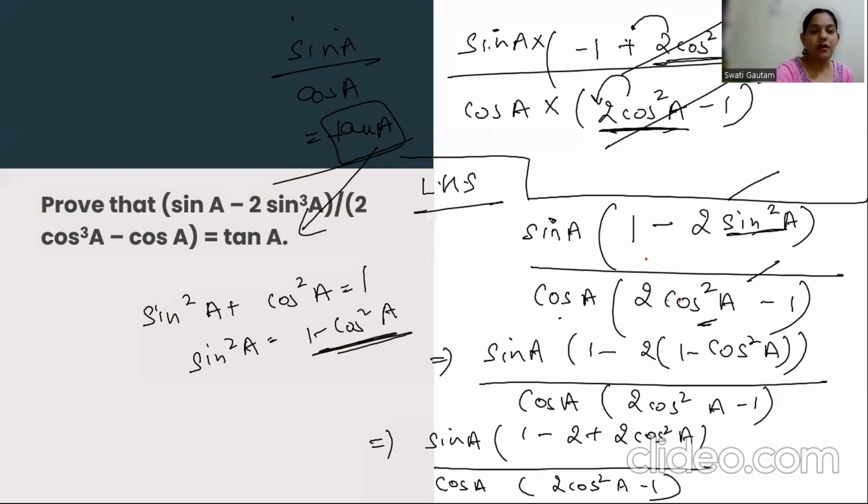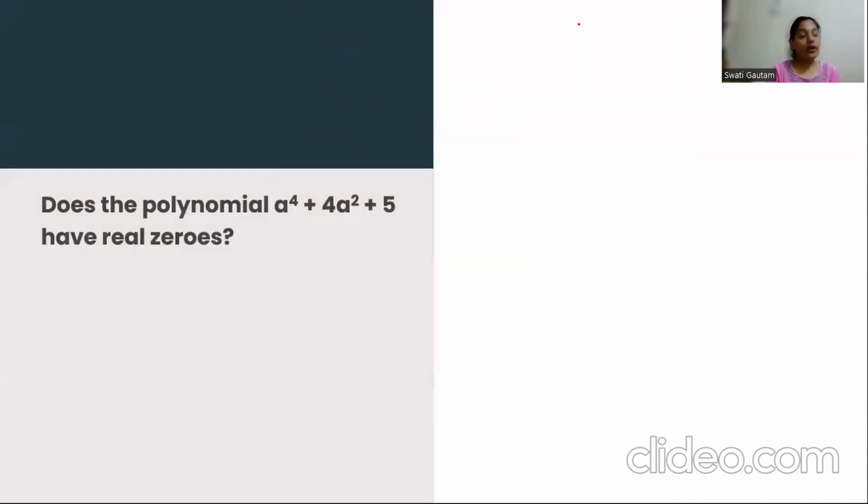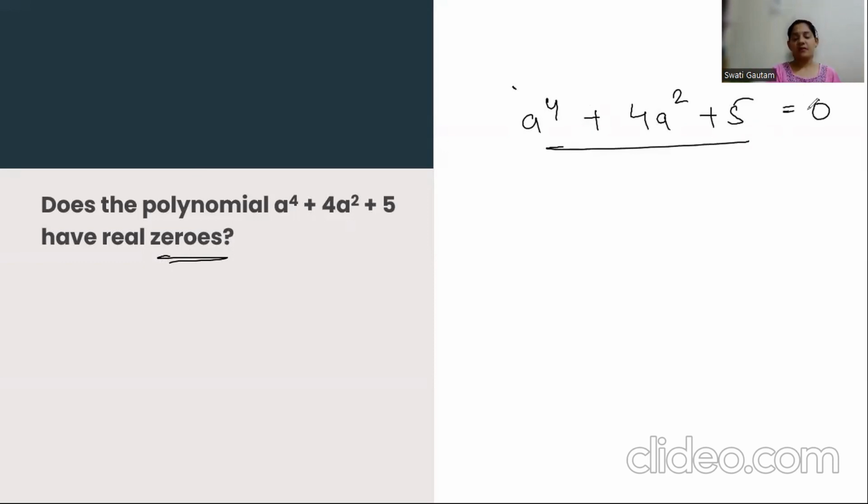Now, moving towards the another question. This is the question from polynomial again. Does the polynomial a power 4, 4a square plus 5 have real zeros? Now, you know what are zeros. Zero means the factors. Factor means when you will put the value of that factor, this whole equation becomes zero, right? Now, when they are talking about the real zeros, so in real zeros, you have two parts. Either the roots are equal or they are distinct.